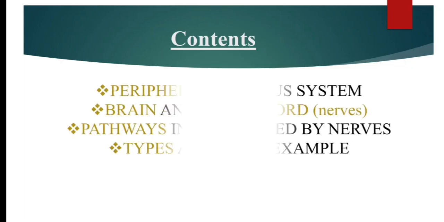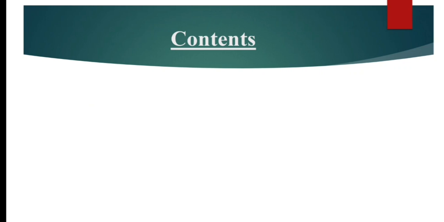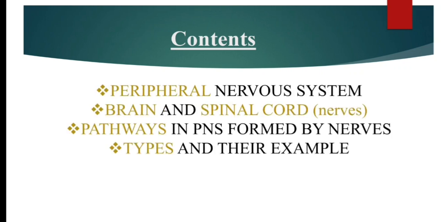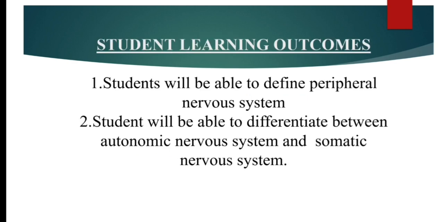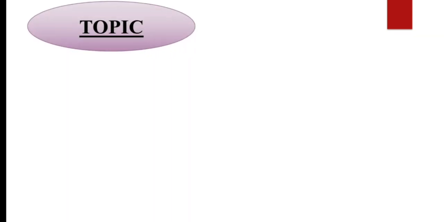First we will see the contents of today's lecture. Peripheral nervous system, nerves of brain and spinal cord, pathways in peripheral nervous system formed by nerves, types of pathways and their examples. Students, after learning this, you will be able to define peripheral nervous system, differentiate between autonomic nervous system and somatic nervous system. Our today's topic is really interesting.